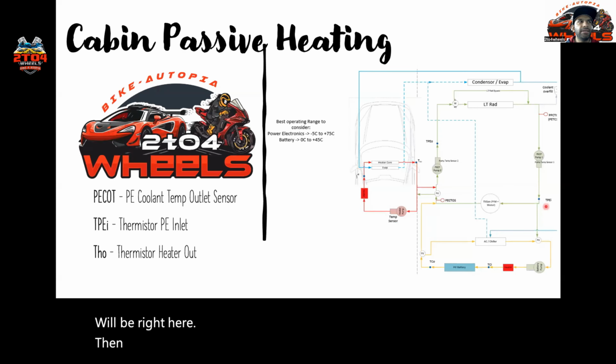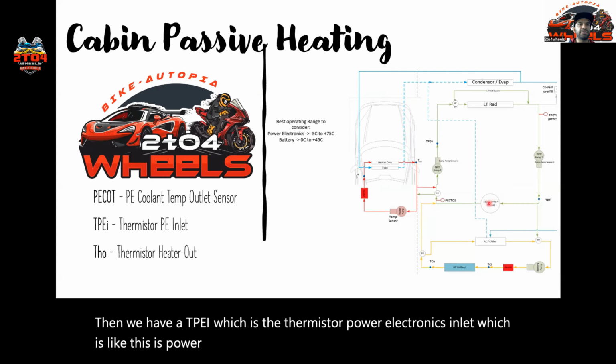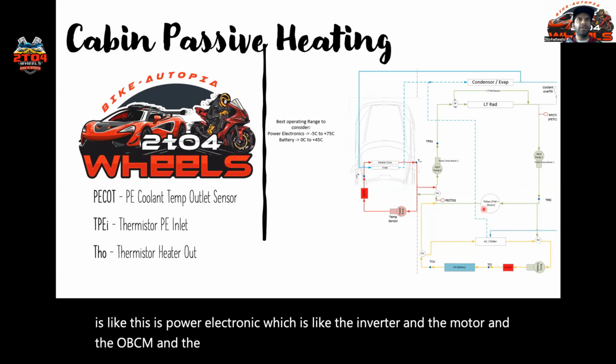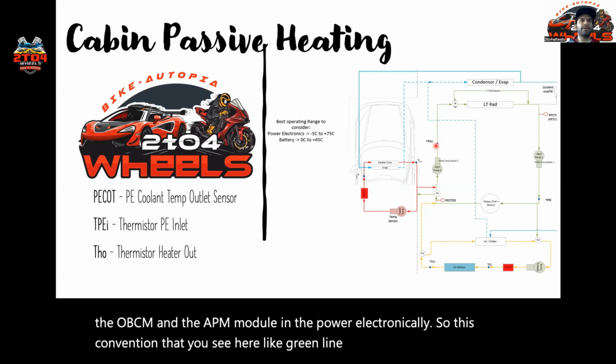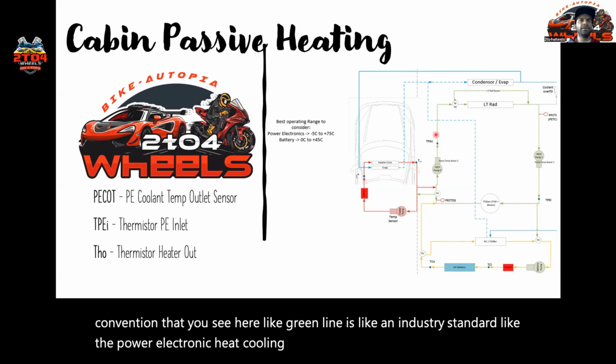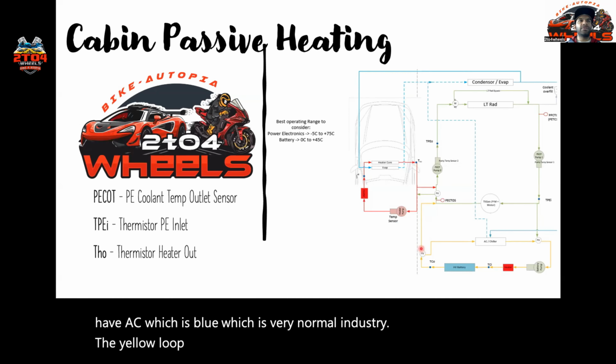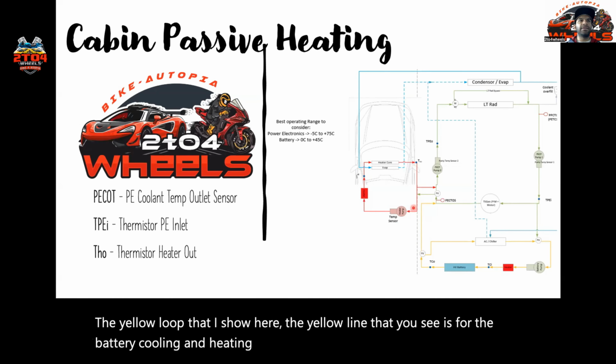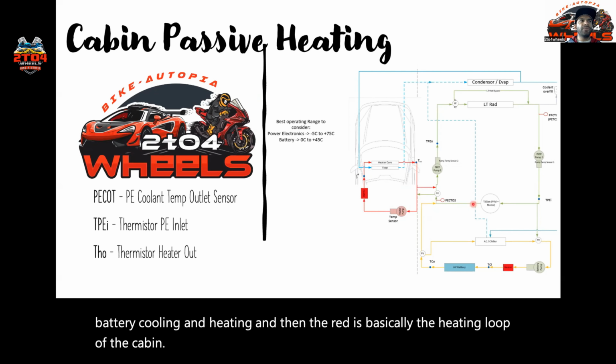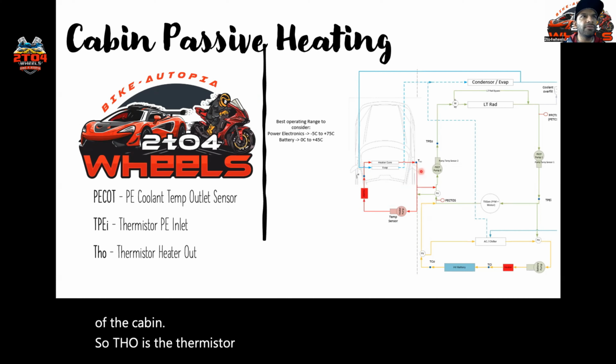Then we have a TPEI, which is the thermistor power electronics inlet. Power electronics is the inverter and the motor and the OBCN and the APM module in the power electronics field. So this convention that you see here, the green line, is an industry standard. The power electronics coolant loop is actually shown in green. Then we have AC, which is blue, which is very normal in industry. The yellow line that you see is for the battery cooling and heating loop. And then the red is basically the heating loop of the cabin. So THO is the thermistor heater outlet, which is right here.